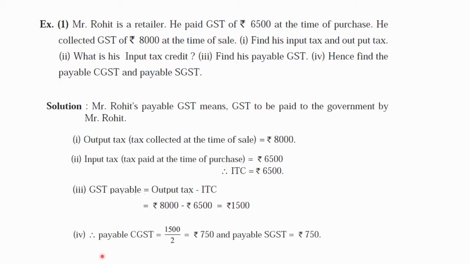Payable CGST, so as we know, CGST and SGST are each half of your GST. So half of 1,500 will be rupees 750. CGST and SGST are one and the same, so the amount of CGST and SGST will be the same. Hence, SGST will also be rupees 750.